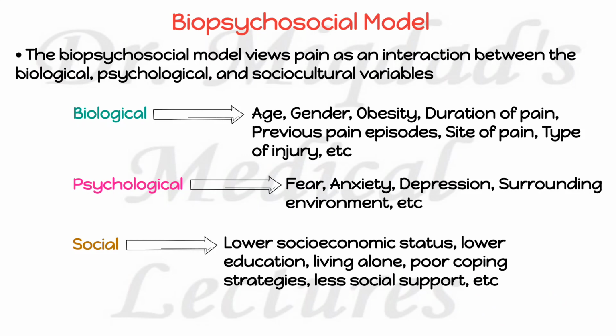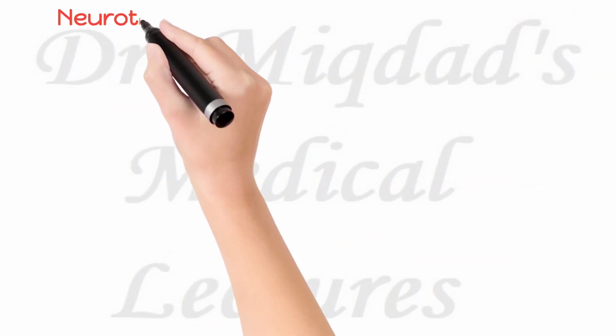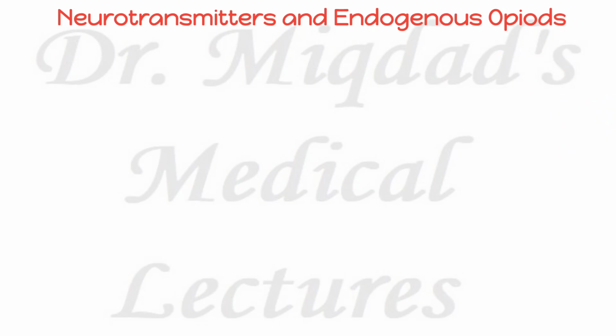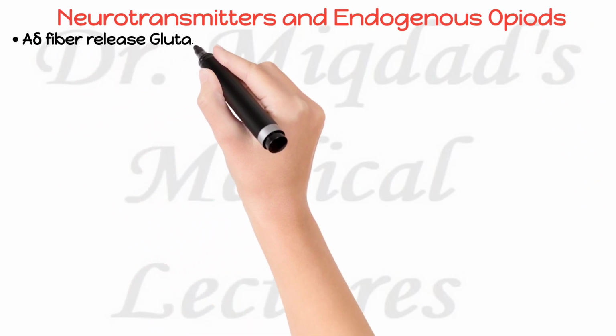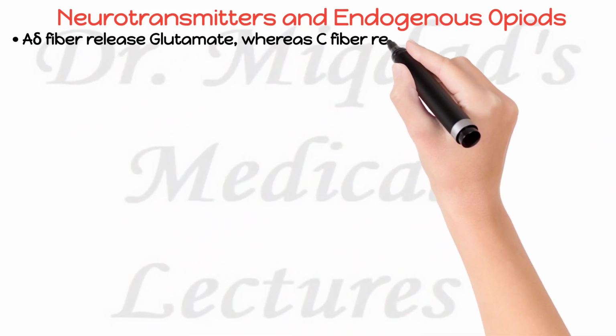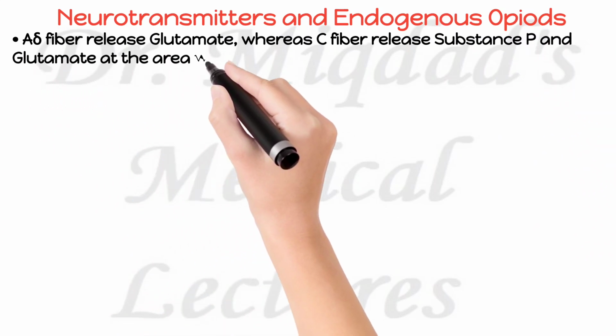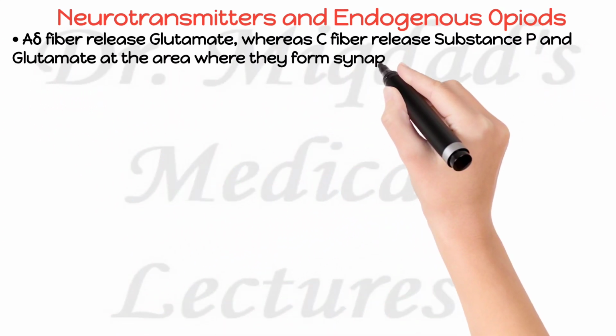Now, before discussing pain modulation, let's briefly discuss the various neurotransmitters and endogenous opioids which control pain transmission and thereby its perception. So, A delta fibers release glutamate, whereas C fibers release substance P and glutamate at the area where they form synapse in the dorsal horn of the spinal cord.